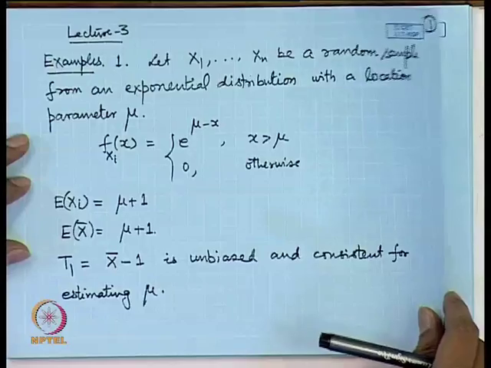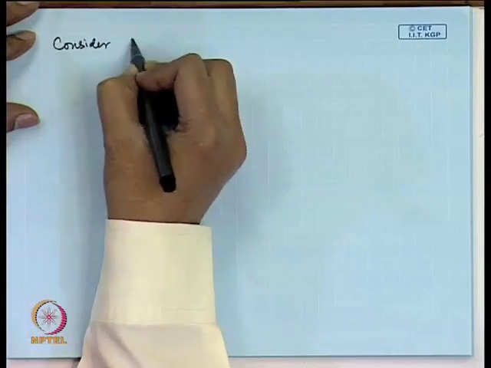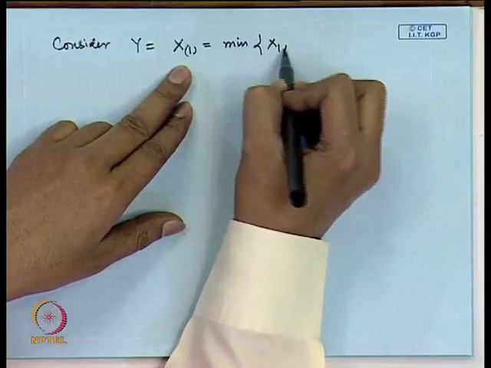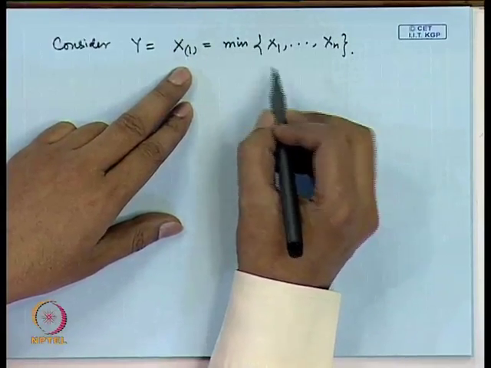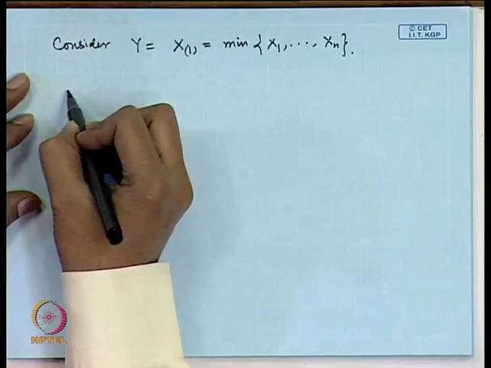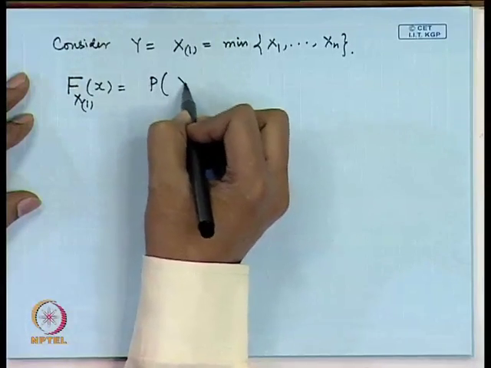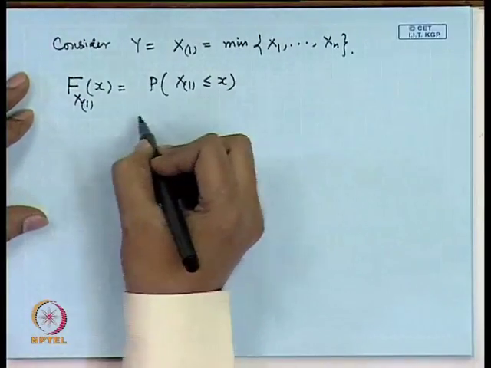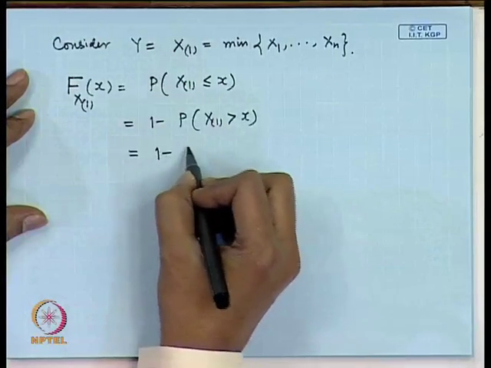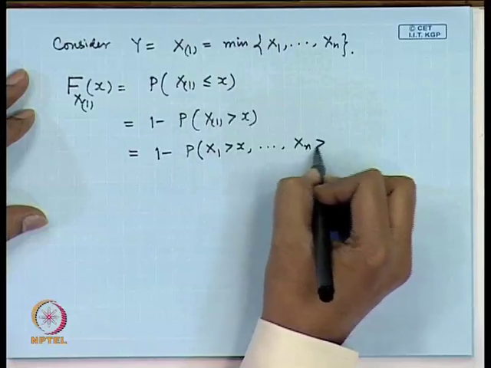Now, in this problem, let me introduce another estimator. Let us consider, say, Y is equal to X_(1). Here this X_(1) denotes the minimum of the observations X_1, X_2, ..., X_n. One can derive the distribution of X_(1). In fact, in general, if I want to find out the distribution of this, I can find it in the following way. I consider the CDF of this, that is probability of X_(1) less than or equal to x. This can be written as 1 minus probability of X_(1) greater than x, that I can write as 1 minus probability that, now if the minimum is greater than x, this is equivalent to saying each of the X_i's are greater than x.